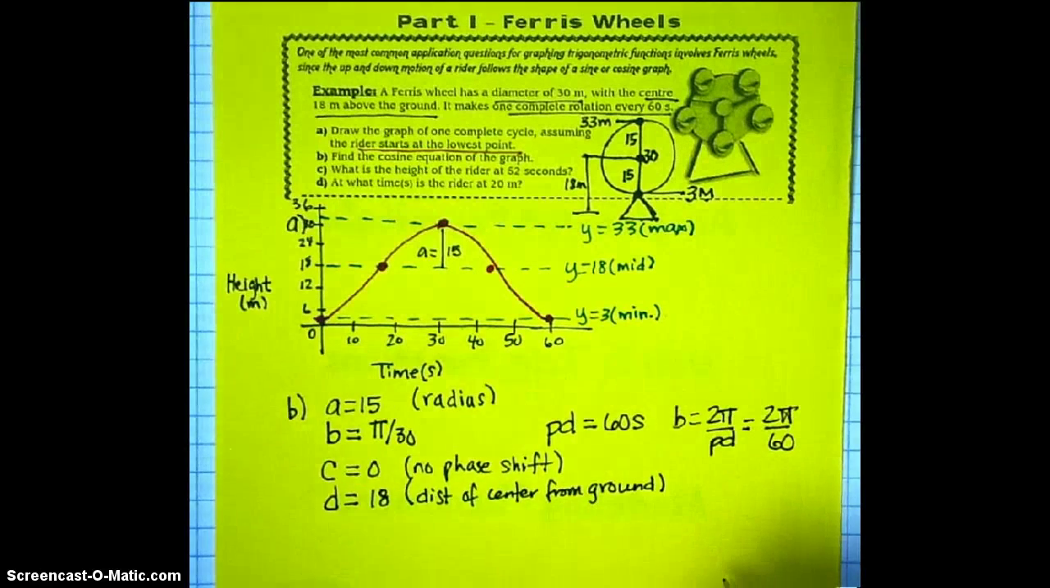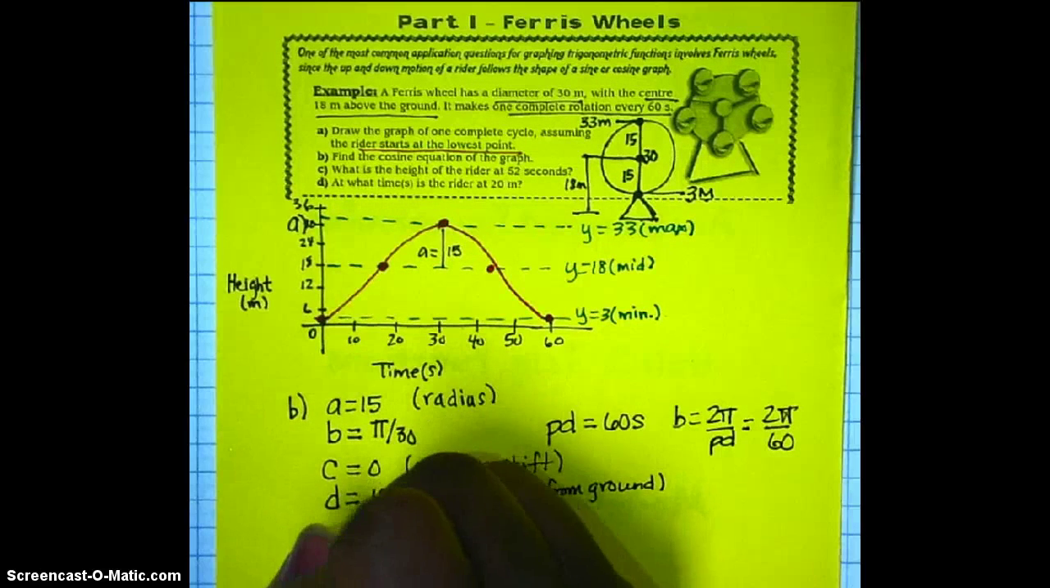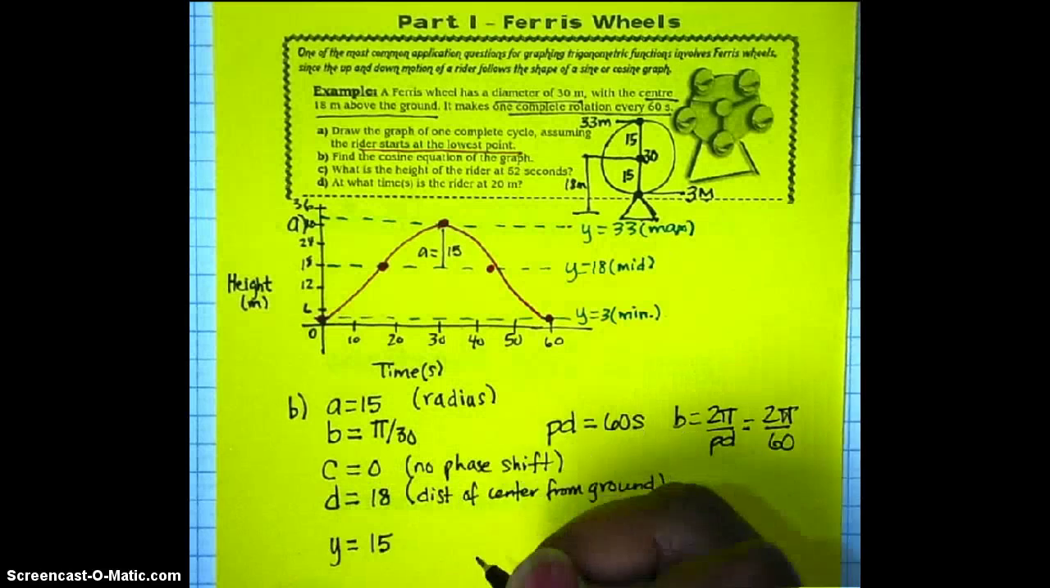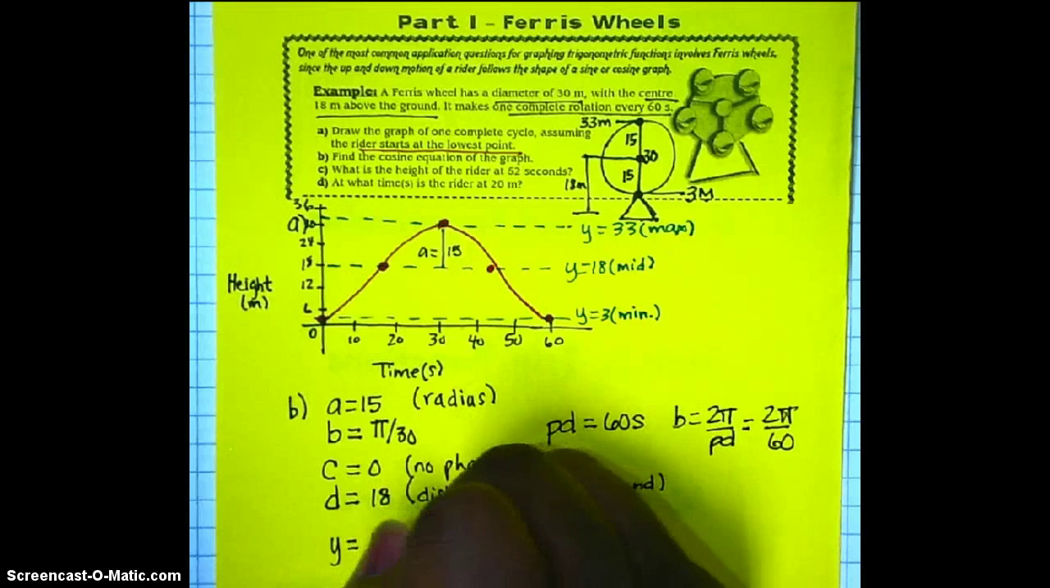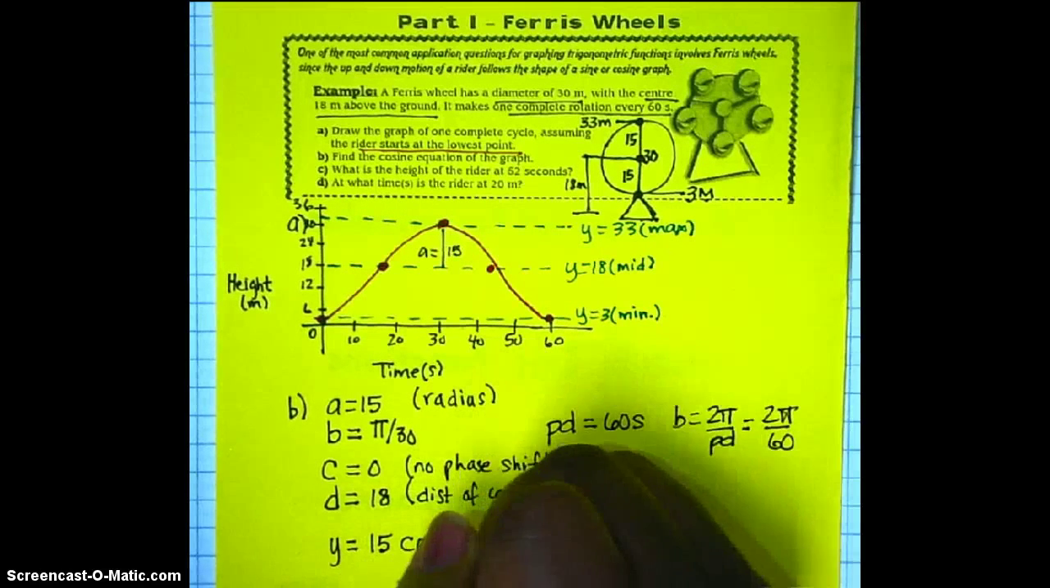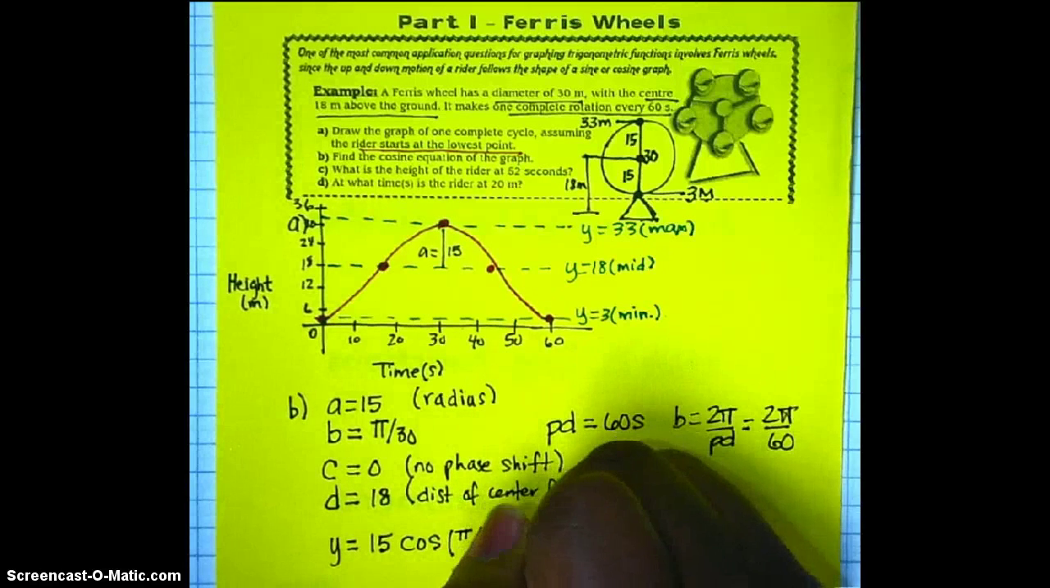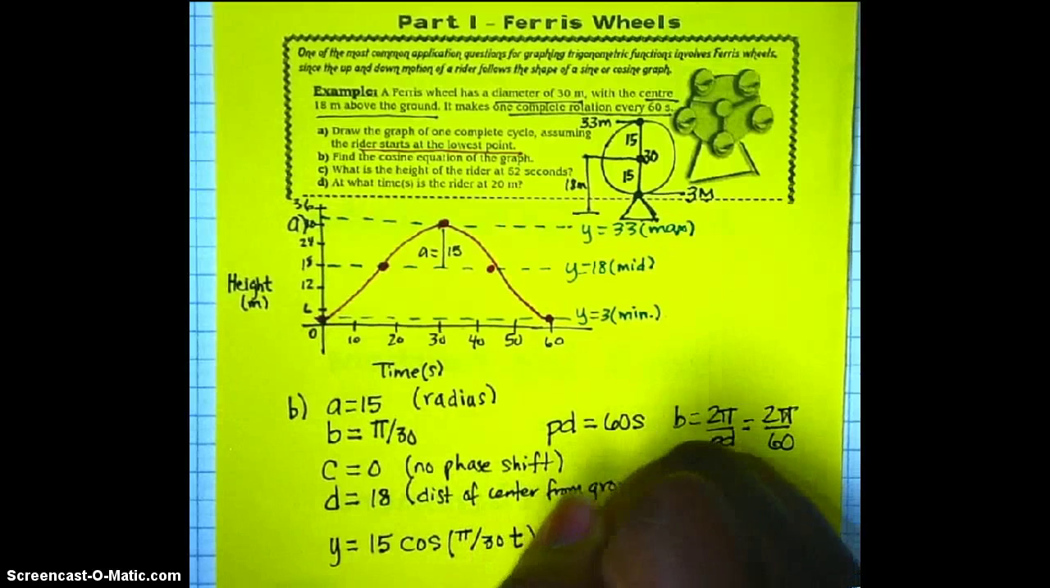So now we will fill in the parts for the equation. Y equals A, which is 15, times the cosine of pi over 30 t plus 18.